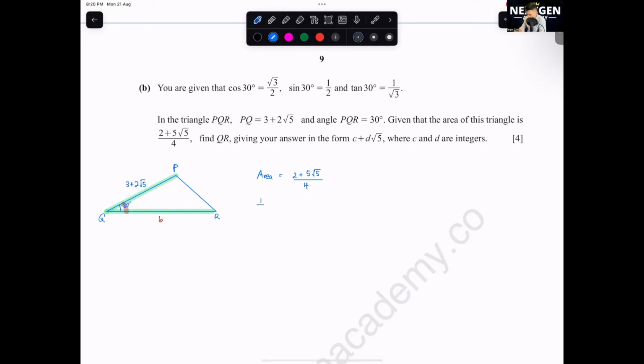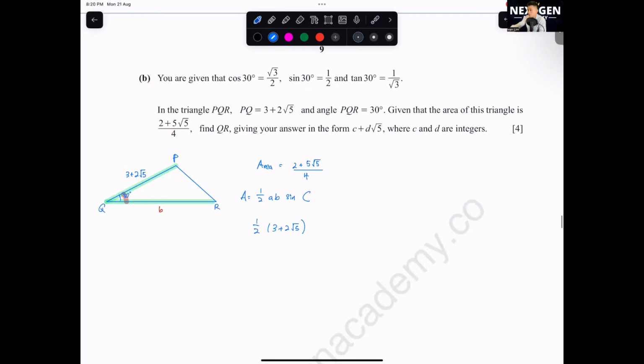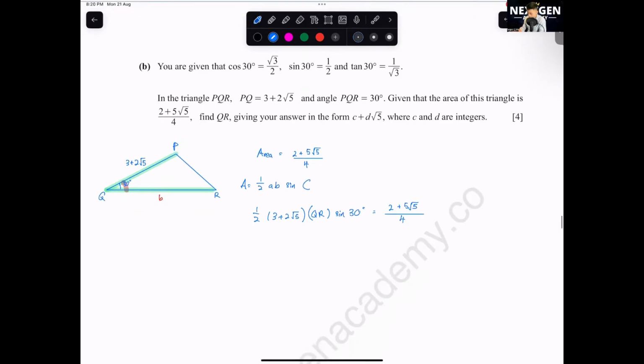Okay, so what is the area formula? 1 over 2 ab sin C. So we'll do 1 over 2, (3 plus 2√5), QR. Okay, maybe I just write it as B first. Or maybe I write, okay, QR. QR sin 30 degrees equals (2 plus 5√5) over 4. Okay, we change the sin 30 first. (3 plus 2√5) QR times 1 over 2 equals (2 plus 5√5) over 4.